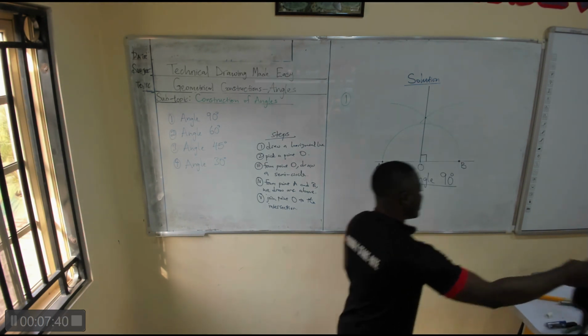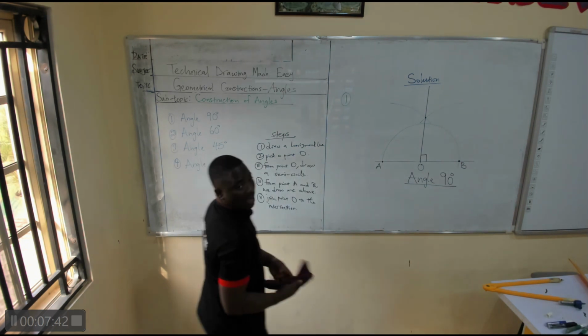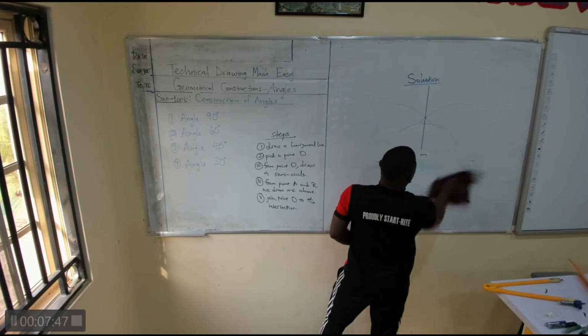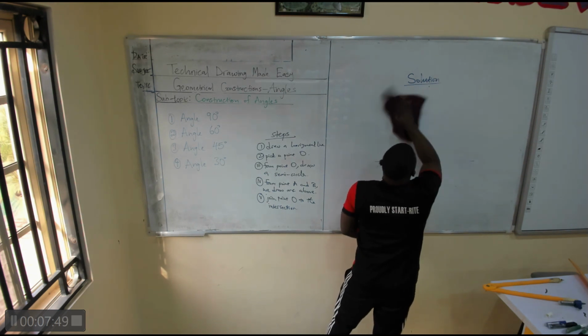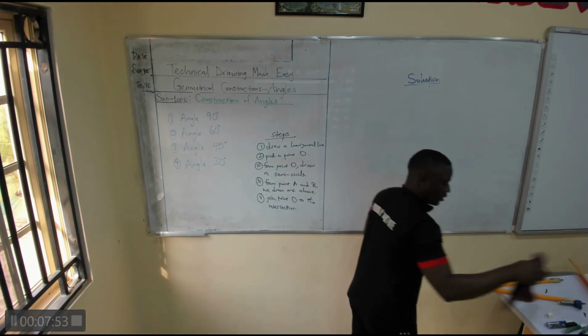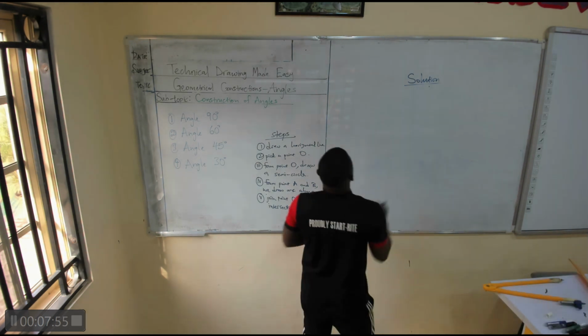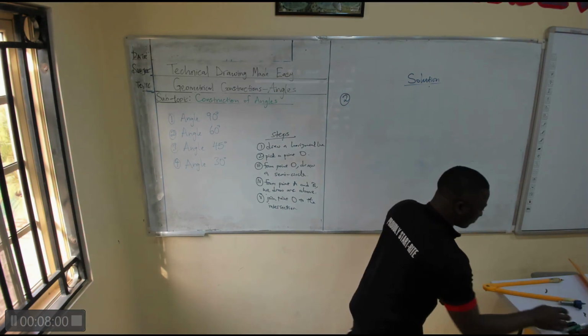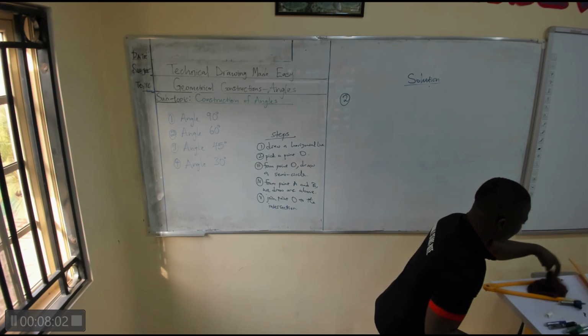So I will go to angle 60 degrees now. So pay attention. We are going to be drawing angle 60 degrees. So number 2, angle 60 degrees. So what is the first thing? Who's going to tell me?